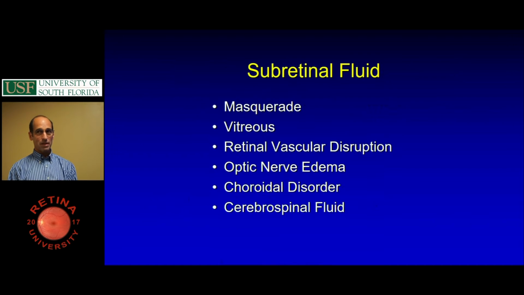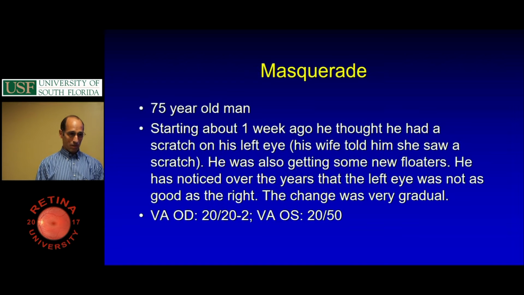I was thinking about this, and it took me a while to put together. I categorized subretinal fluid into six different sections. First is a masquerade, where it looks like subretinal fluid, but it's not. The second is if fluid comes from the vitreous. Third is retinal vascular disruption. Fourth is optic nerve edema causing subretinal fluid, like that patient we saw earlier. Fifth, choroidal disorders, which is the most common, and then cerebrospinal fluid, which is interesting. So we'll start with masquerade.